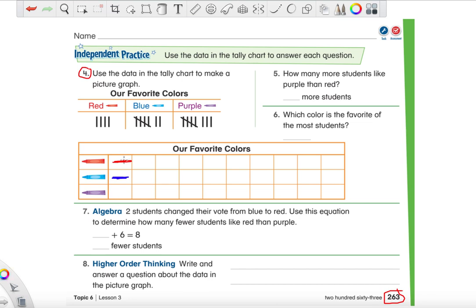Make sure that your picture graph matches the data in the tally chart. We have 4 red tallies, so you should only be drawing 4 red crayons. Okay, so now pause the video, take your time, and create your picture graph. When you're all done, hit play.